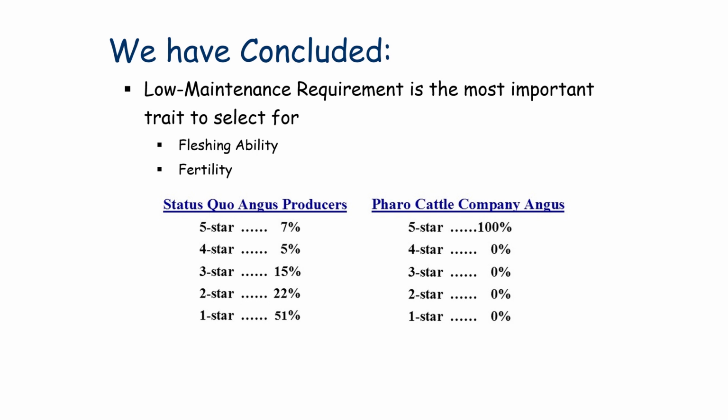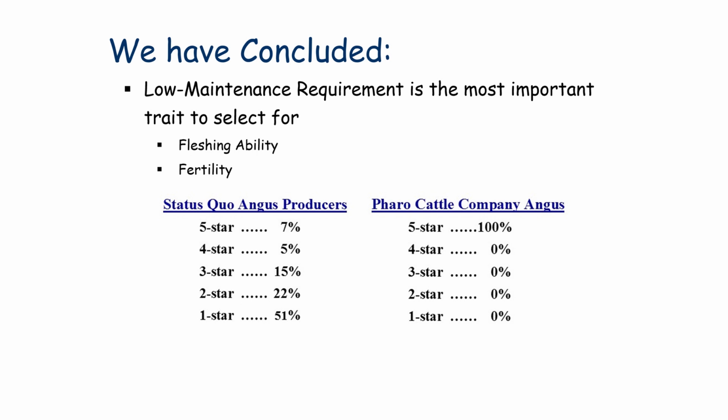We found a way to score this with 5 stars, 4 stars down to 1. If they're in the top 20% of the breed for low maintenance, they're 5-star. If they're in the next 20%, it's 4-star. Middle 20 is 3-star, and so on. Bottom 20% is 1 star. So you can see here, the bulls that are most prominently used in the U.S., 51% of them are in the bottom 20% of the breed. 7% are in the top 20%.